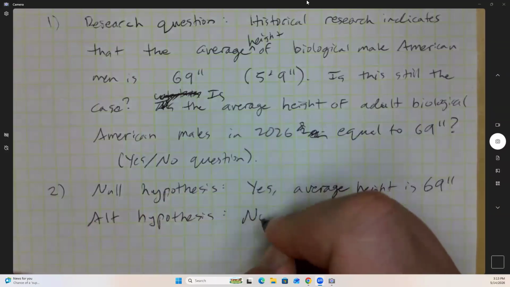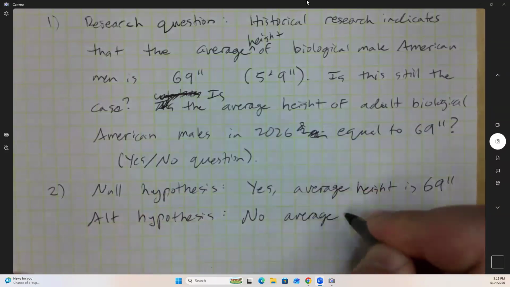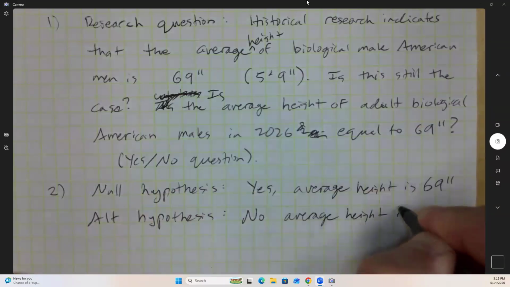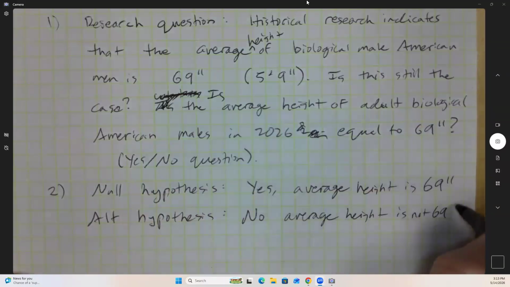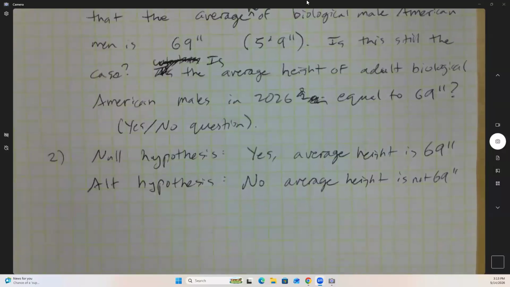right? So we would phrase that as a no. The average height is not 69 inches, because now we get to ask why not? Let me learn some more about this.